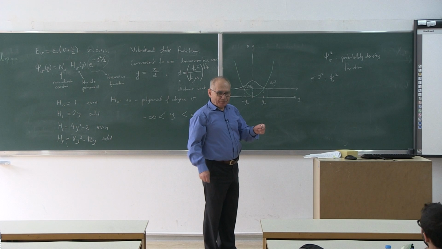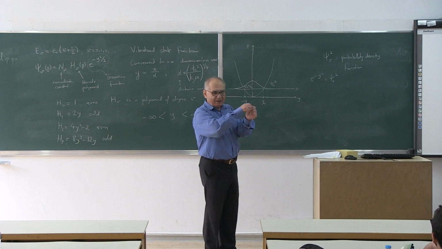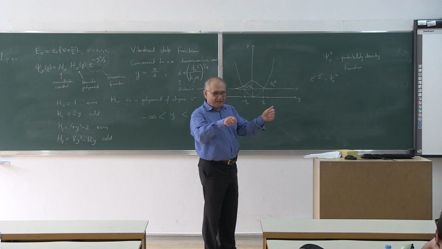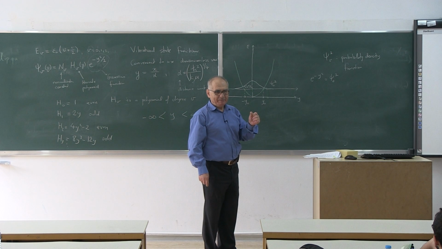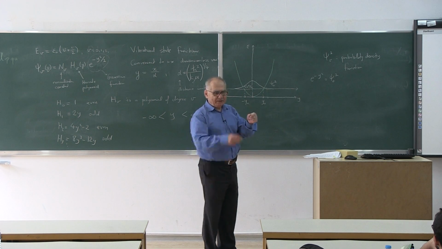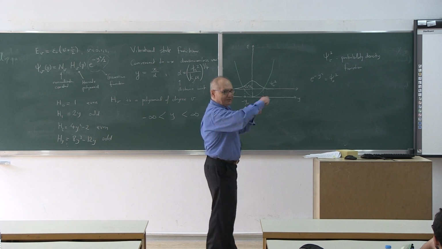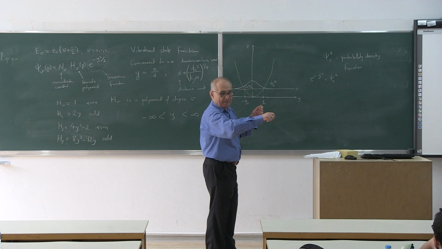So for y values which are larger than the right classical turning point, the probability density is not 0. What does it mean? The probability of finding the particle at a distance larger than the classical turning point is non-zero.